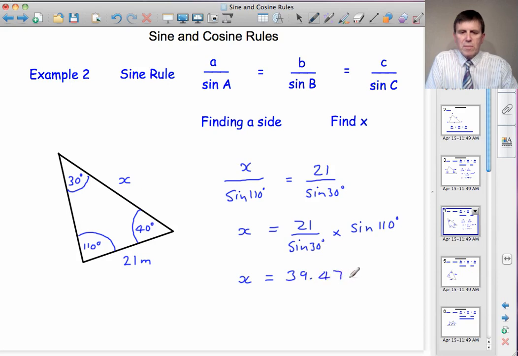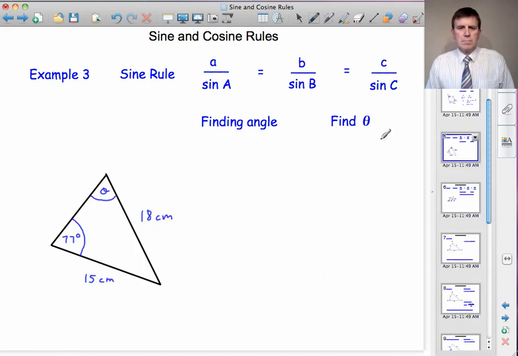39.47, and this time the units are in meters. And that completes example 2. In example 3, we'll move on to find an angle, calling the angle theta. But again, I can use sine rule because I've got this complete pair. I know this side and the opposite angle.